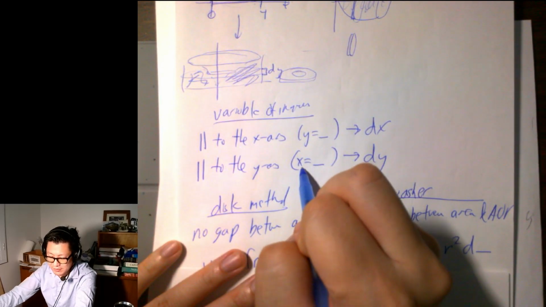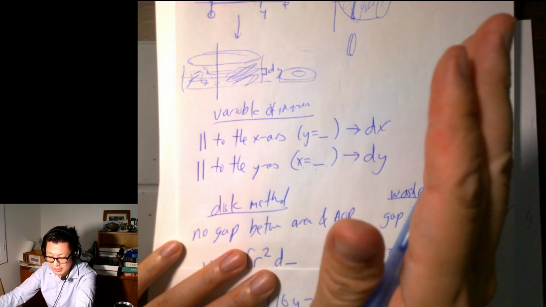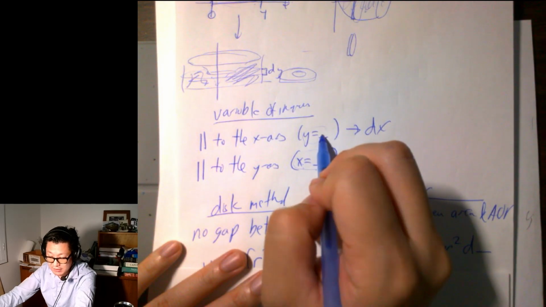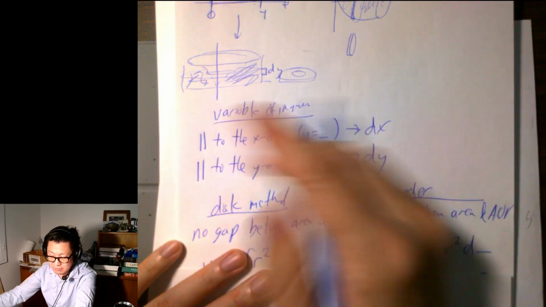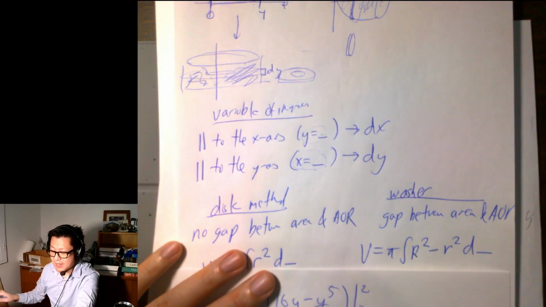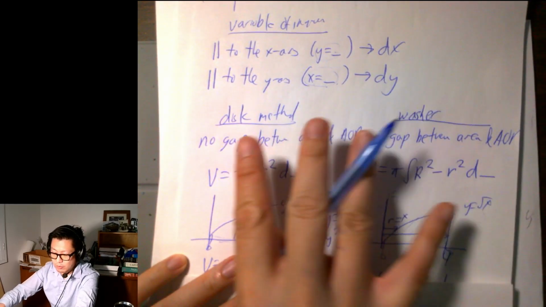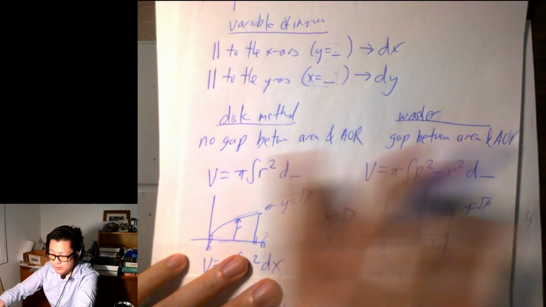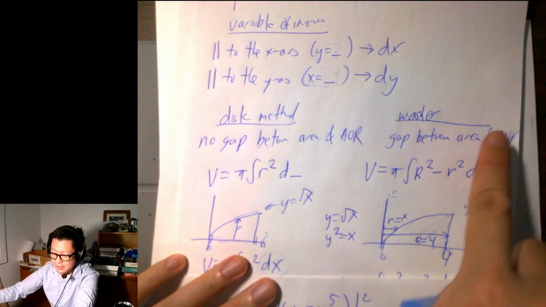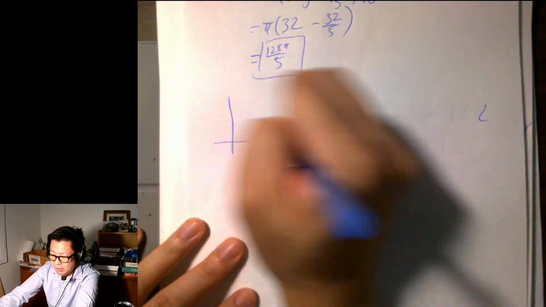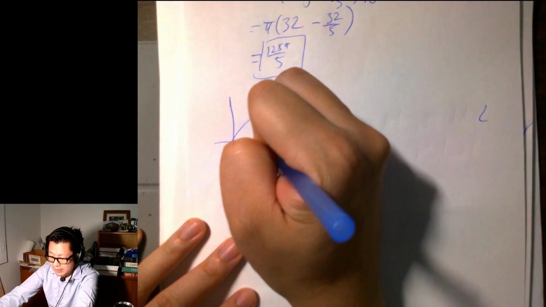Note that it's confusing because x equals 3 would be a vertical line, so it's parallel to the y-axis. So don't get hung up on whether it's x equals or y equals. Parallel to the x-axis, horizontal line, use dx. Parallel to the y-axis, vertical line, use dy. And then also pay attention to whether there's a gap between the axis of rotation and the area, or there's no gap. No gap, use the disk method. Gap, use the washer method.